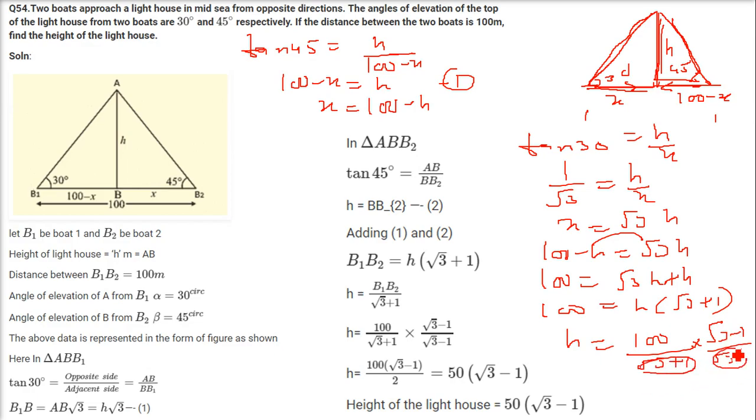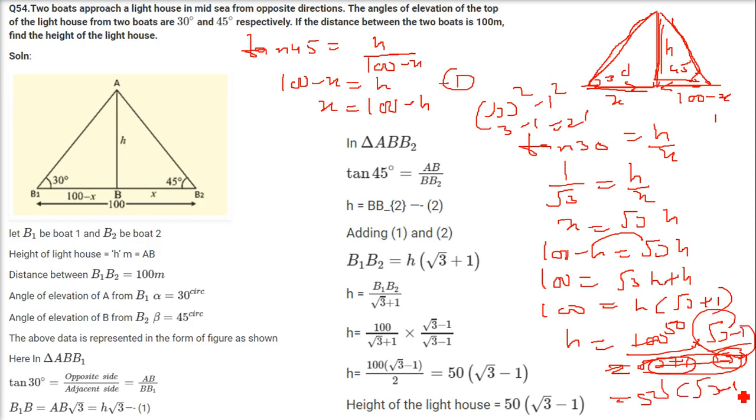So this root 3 plus 1 and root 3 minus 1, this is a plus b, a minus b. So you'll get root 3 whole square minus 1 square. This will be 3 minus 1, that is 2. So when you get this as 2, 2 50s are 100. This will be 50 into root 3 minus 1. This is your answer.